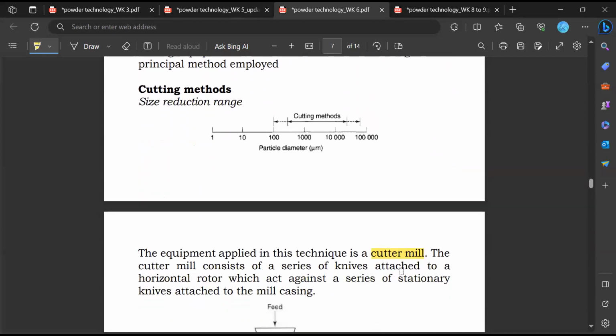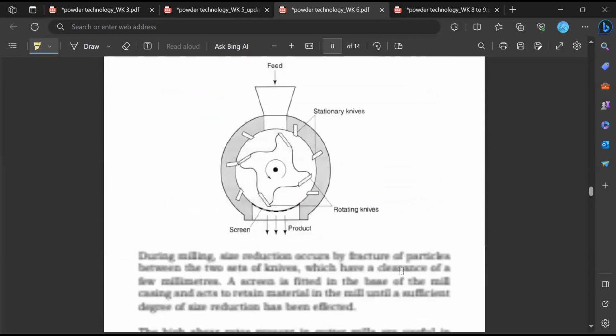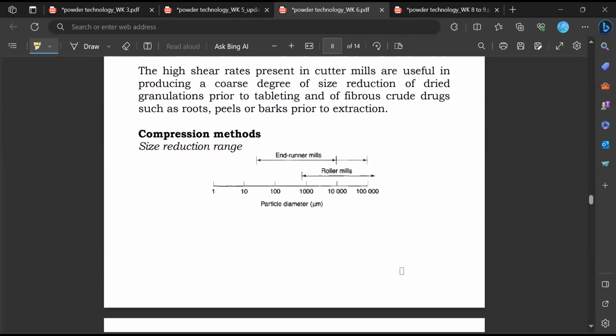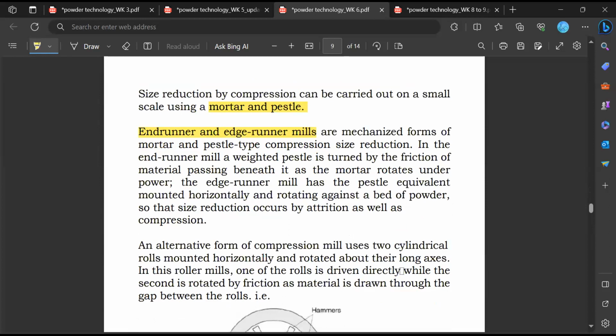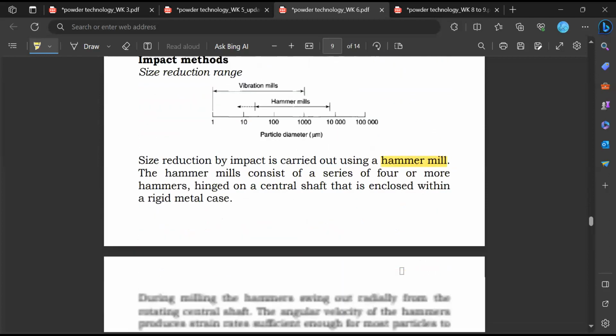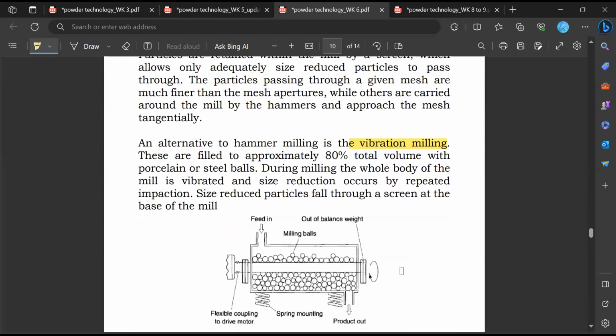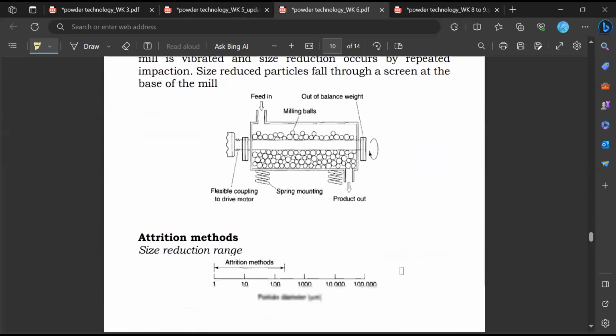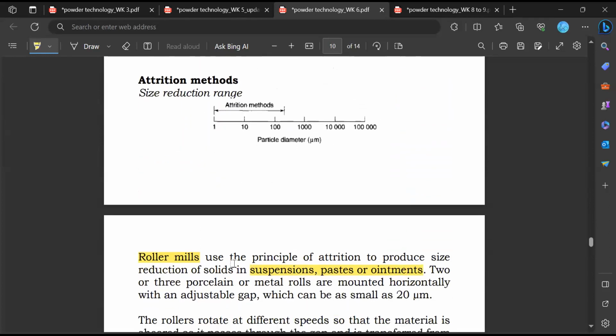First is cutting methods. Cutter mill is used. Second, compression method, where on a smaller scale you have mortar and pestle. On a larger scale, you have end runner and edge runner mills. Impact method, you use a hammer mill or a vibration mill. Attrition method, you have roller mills, which is usually for suspension paste and ointments.